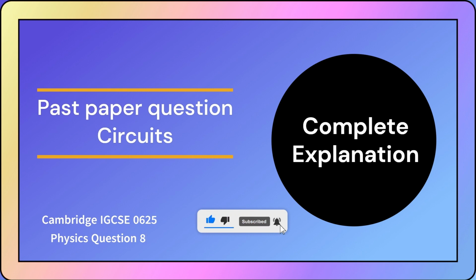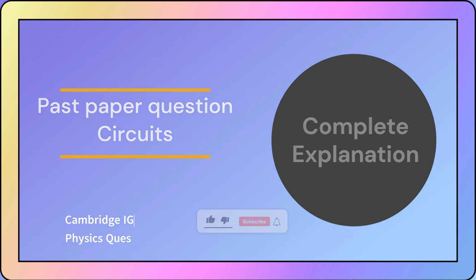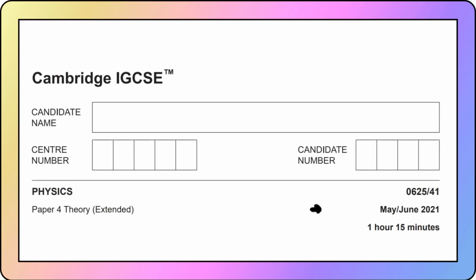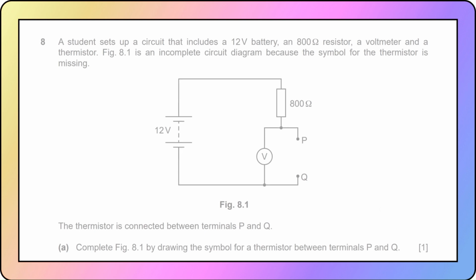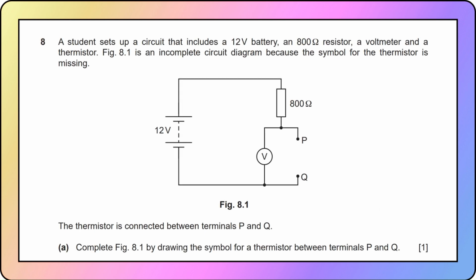Today I will be solving some past paper questions on circuits, so let's get started. Today I will be solving question 8 from the May-June 2021 session, Paper 4 Variant 1. A student sets up a circuit that includes a 12 volts battery, an 800 ohms resistor, a voltmeter, and a thermistor. Figure 8.1 is an incomplete circuit diagram because the symbol for the thermistor is missing. The thermistor is connected between terminals P and Q.